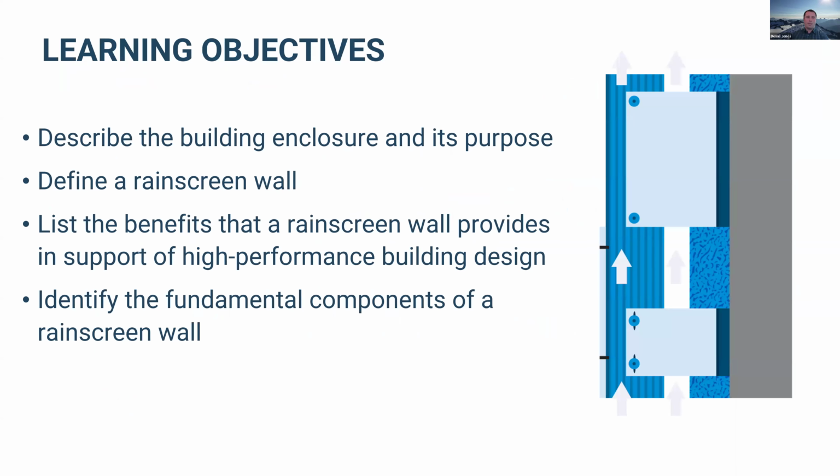Let's jump right into the learning objectives. So we're going to go over what the building enclosure is, what its main functions are, and then what a rain screen is and how it fits into that enclosure. And then we're going to list why rain screens are good, the benefits of rain screens, how they support high performance design, and talk about the fundamental components of what makes a rain screen wall.